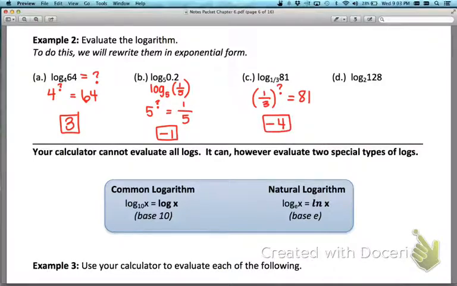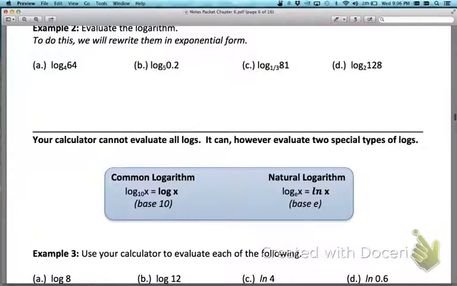On the last one, the answer you should have gotten is 7. Because 2 to some power is equal to 128. 2 to the 5th is 32. 2 to the 6th is 64. 2 to the 7th power, that's my dog shaking. 2 to the 7th power is equal to 128. So the log base 2 of 128 is equal to 7.